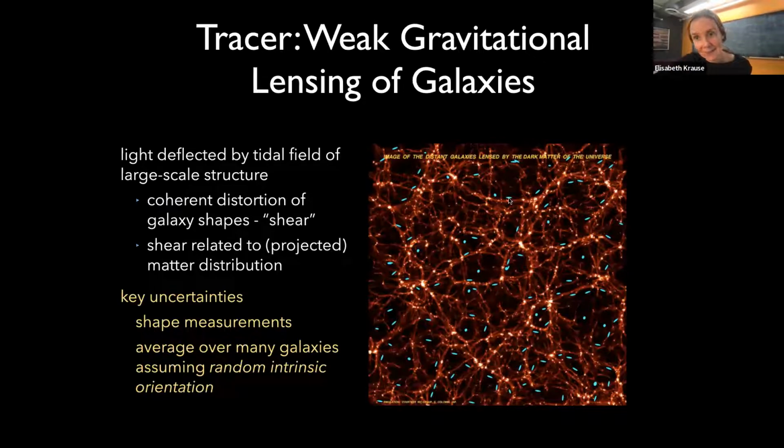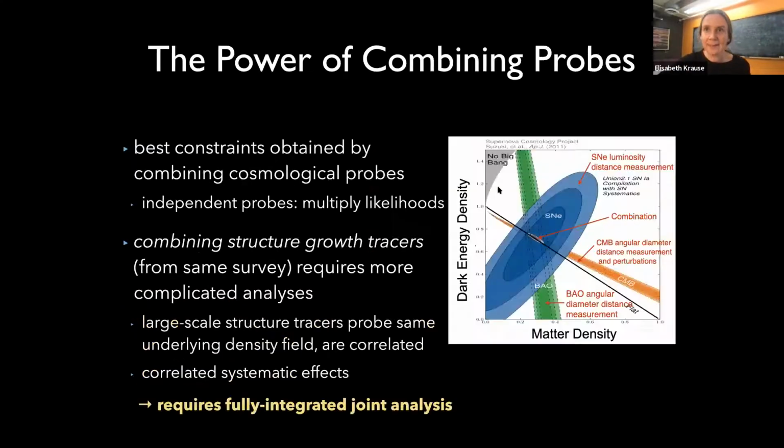That is galaxy clustering, weak lensing, and galaxy clusters. And as in the nice plot before, where I showed you the joint constraint from different measurements, wouldn't it be nice to also combine these different measurements? In the case of CMB, supernovae, and BAOs, that was easy to do.